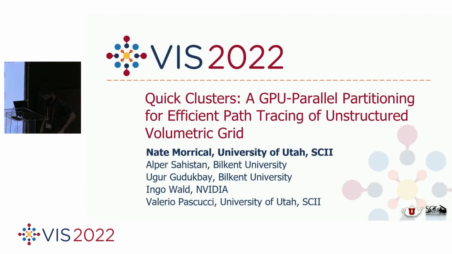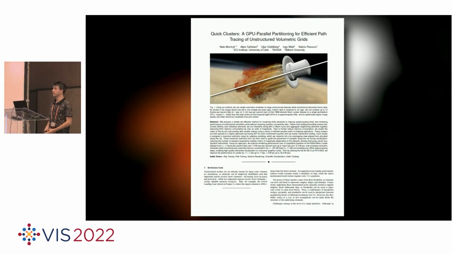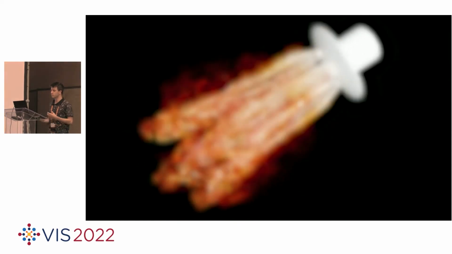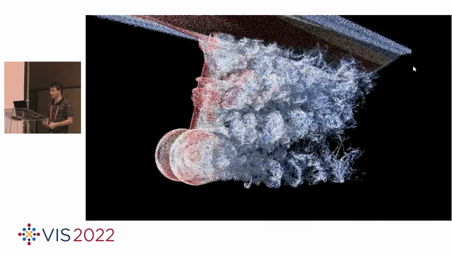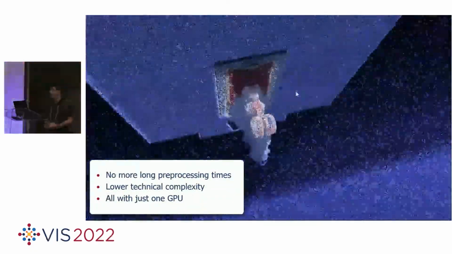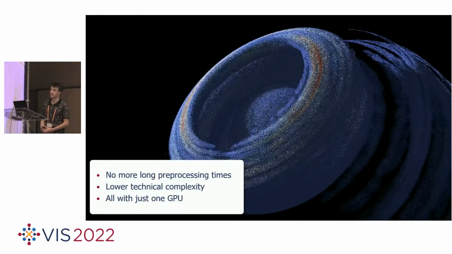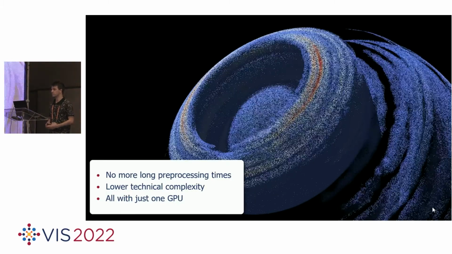Okay, so hello everyone, my name is Nate Morrical. I'm a graduate student from the University of Utah and a member of the Scientific Computing and Imaging Institute. Today I'm excited to announce our method, Quick Clusters, which you can use to render and explore large unstructured meshes like this in real time. With our method, we can do all of this without the long pre-processing times of prior methods, with a much lower technical complexity than prior methods, and with just a single workstation GPU.